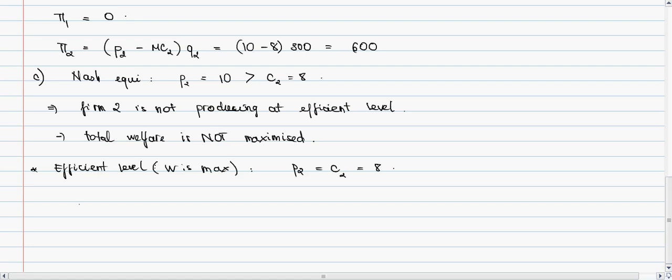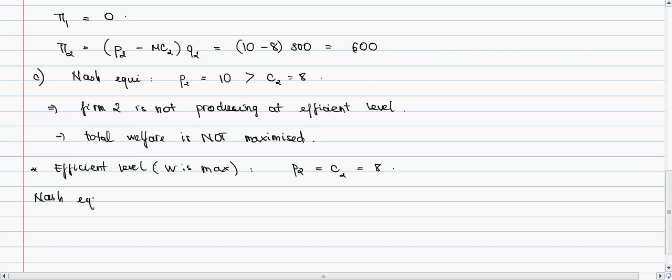Alright, so we just try to calculate the total welfare in each of the cases, in the Nash equilibrium case and in the efficient case, and we compare the deadweight loss. Okay, and we try to find the deadweight loss by comparing the welfare in each of the cases. Alright, so we find total welfare in the Nash equilibrium case first.